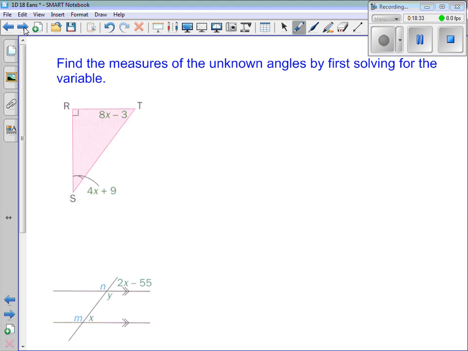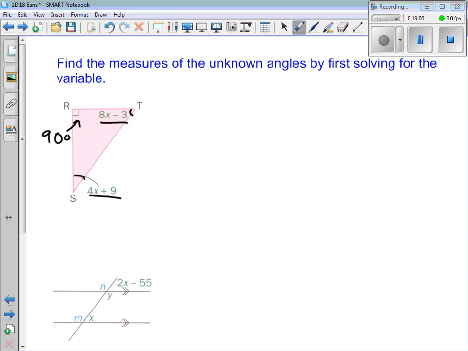So they've given us a triangle. What do we got? RST here. And two of the angles are given to us in terms of expressions. We've got 8x minus 3 and 4x plus 9. And we've got this third angle in here, which is 90 degrees. What we want to do first is figure out what x is, and then we want to figure out what each of these angles, angle S and angle T, are going to be.